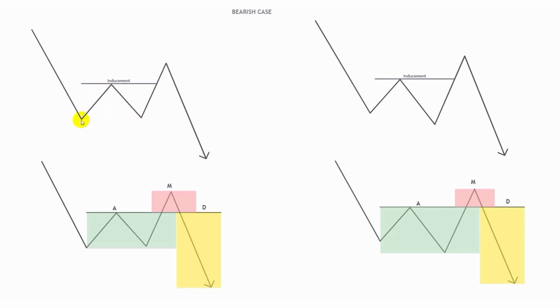This is the first scenario we're going to be looking at, because a lot of people have this conception that this is just the ideal inducement where the market would give a pullback and then an impulsive move to take this swing low point, and then we have a movement to the upside to take the swing high point before we have the further push of price to the downside.